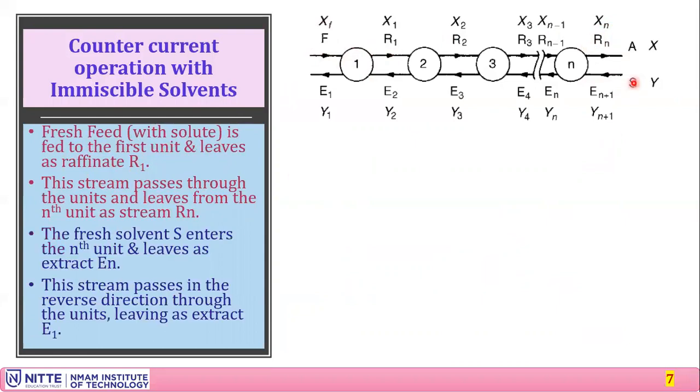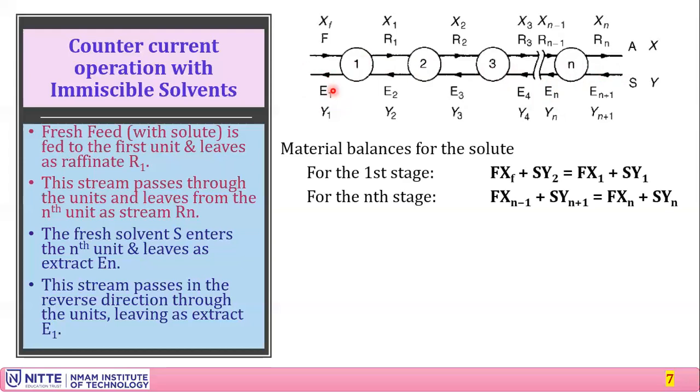Whereas the fresh solvent enters the nth unit, and leaves this particular nth unit as En. Then it passes through all the stages, and at the end it will be E1. If you do the material balance for the first stage and the nth stage, randomly we'll take two stages, the same logic holds good, f s f s. What I told you earlier, that all feeds and raffinate streams are equal in quantity, and all e's and s's are equal in quantity.